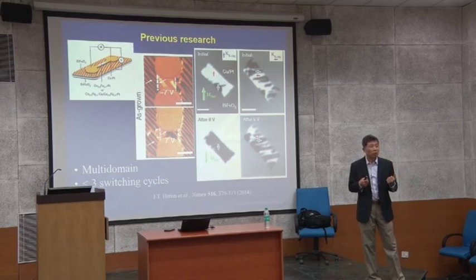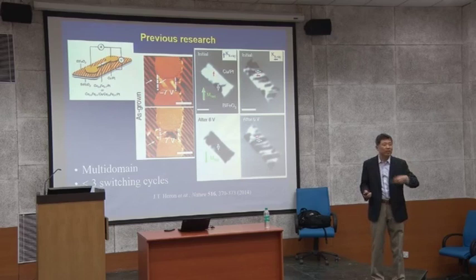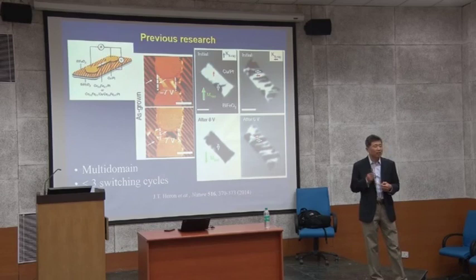Another way to see this is as a cycling issue, and probing the intrinsic property is hard, because the domain wall contribution is there. So how can you make this simple and reliable, so that an understanding of these fundamental things can be achieved?